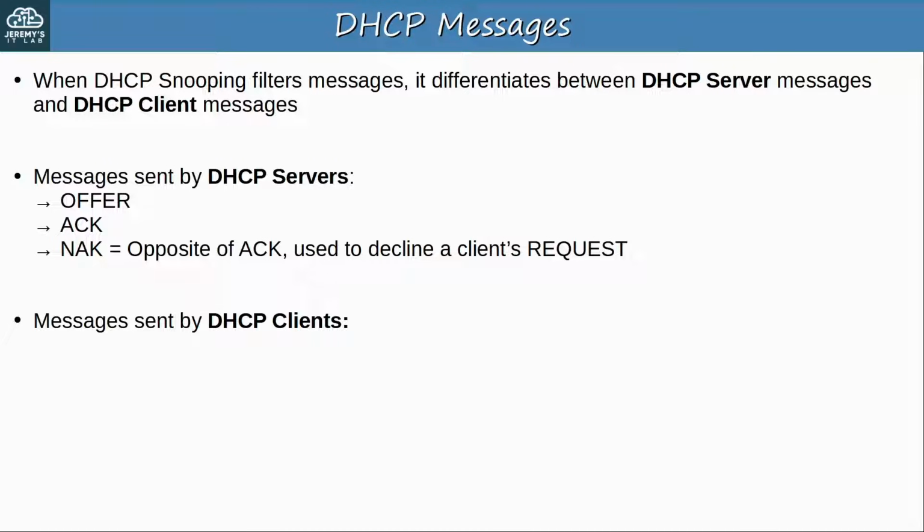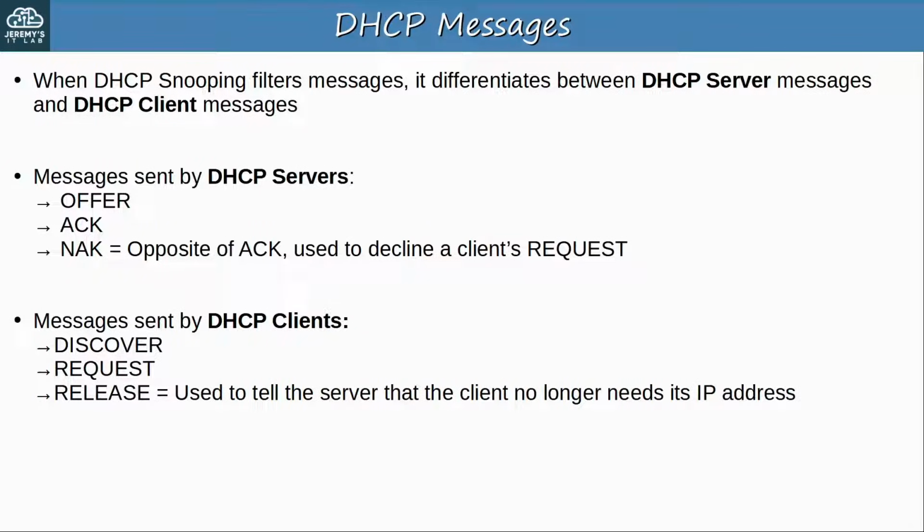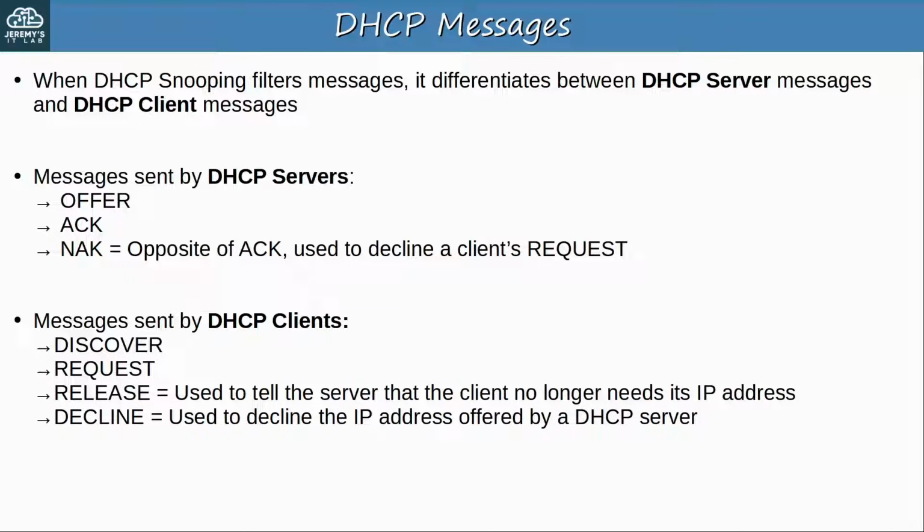And here are messages sent by DHCP clients. You already know discover and request. Again, they are used in the DORA exchange. Release you already know too. I introduced it in the DHCP video. But for review, it's used to tell the server that the client no longer needs its IP address. And then there's decline, which I just showed earlier. It's used to decline the IP address offered by a DHCP server. Make sure you learn which messages are sent by DHCP servers and which are sent by DHCP clients. It's an important part of understanding DHCP snooping.